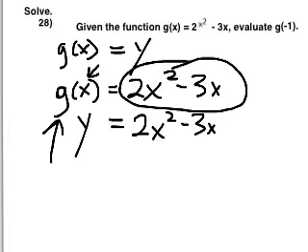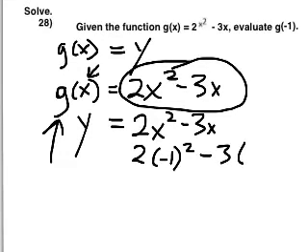In this case, in general, it's x. So whatever you put in for x, it does that to it to get g of x, or to get y. So, for example, we'll stick in -1. 2 times -1 squared minus 3 times -1. Okay, and we just solve it. So this is the function doing something to negative 1.